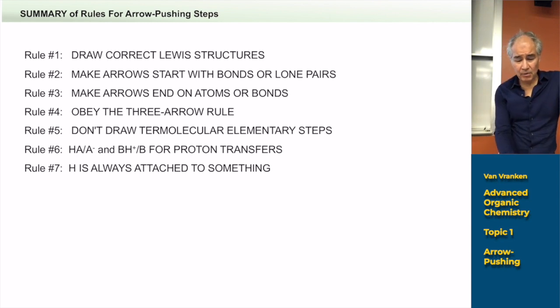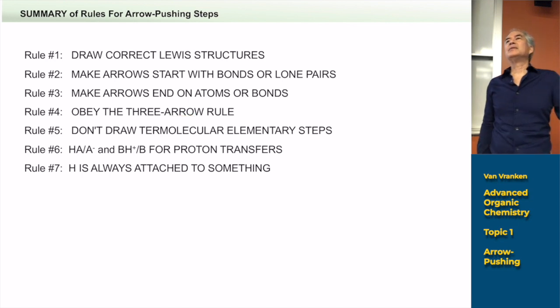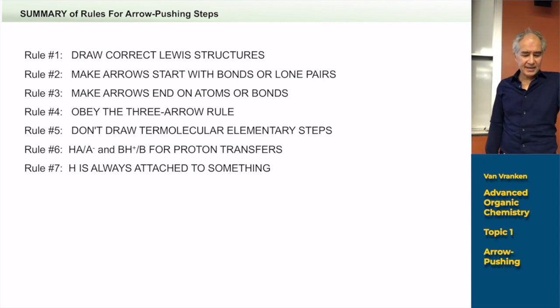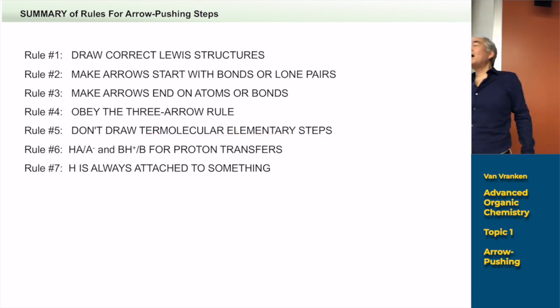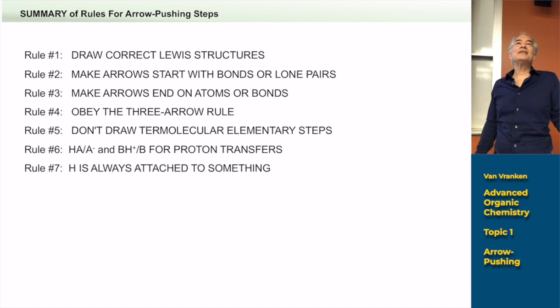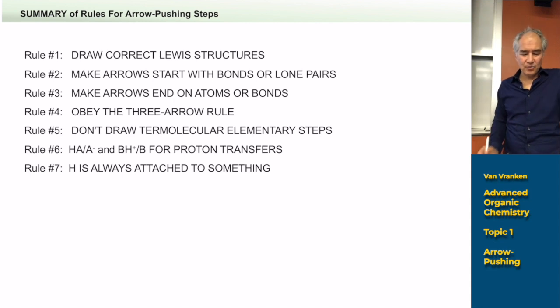I gave you this 3-arrow rule. Don't have more than 3 arrows in any mechanistic step. Nobody will be able to tell what was the first step if you try to put 8 steps and all the arrow pushing in one figure. Break every mechanism down into elementary reaction steps that consist of one transition state. So don't draw termolecular elementary steps where 3 things simultaneously collide. That doesn't happen. It's not realistic. It's hard to get 2 things to collide. It's like herding cats. You just can't get 3 molecules to simultaneously collide with the right energy and orientation.